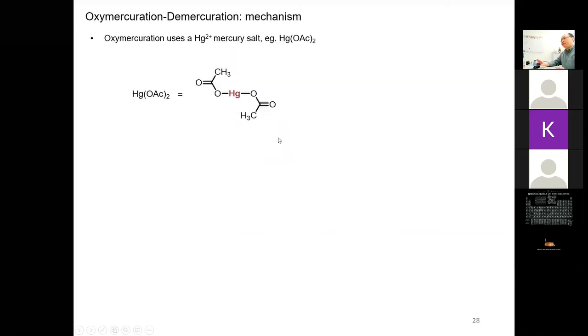So first, I'm going to introduce you to the structures of this very important mercury species. Oxymercuration usually uses mercury(II) salts, like mercury acetate. So OAc is actually this kind of structure with CH3. It's a carboxylate anion bonded to mercury, all right? And each carboxylate anion is counted as -1. So -1, -1, the mercury is 2+.